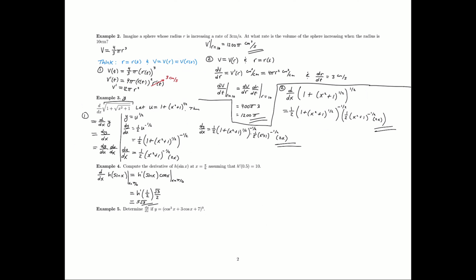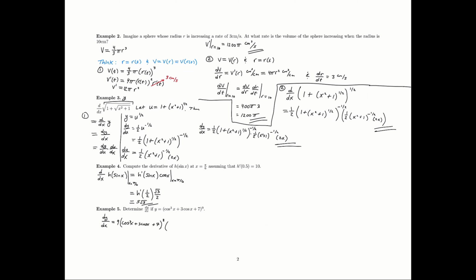Example 5, determine dy/dx if y is equal to this. So again, getting a little practice with this notation, Leibniz notation, dy/dx. We will bring the 9 down. Subtract 1, there's our derivative of the outside. We're going to leave the inside alone by just rewriting everything verbatim. And then we will multiply by the derivative of the inside.